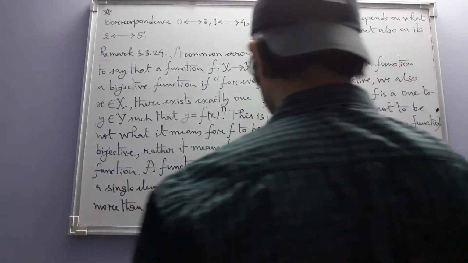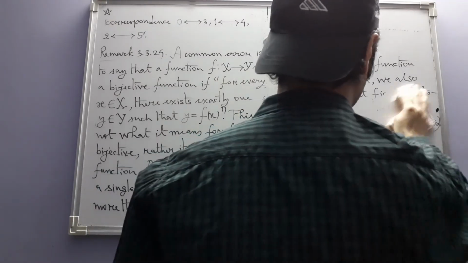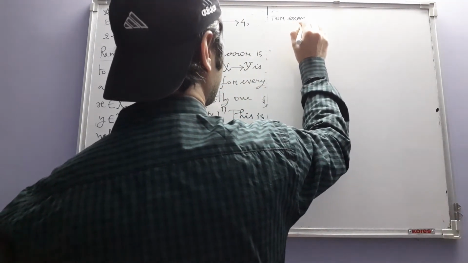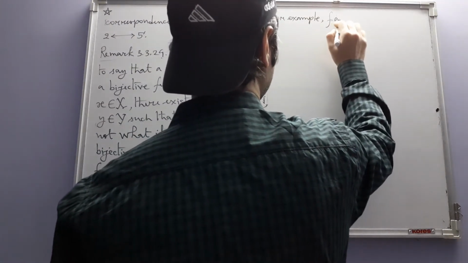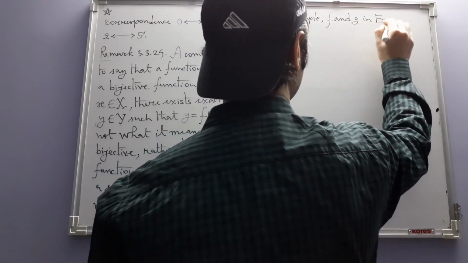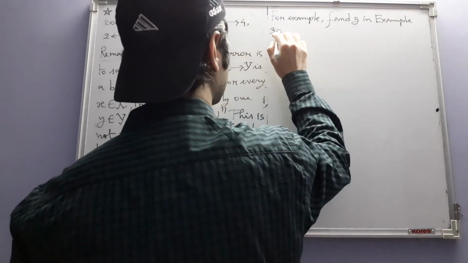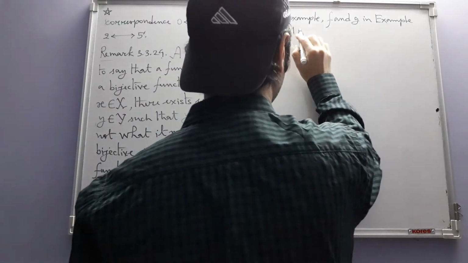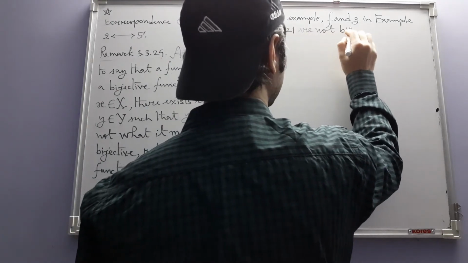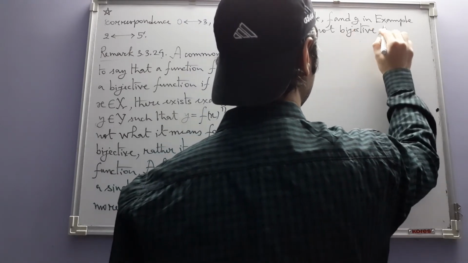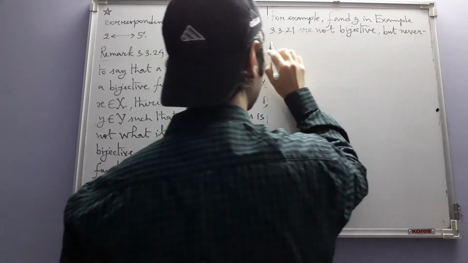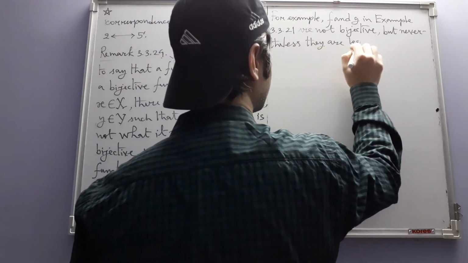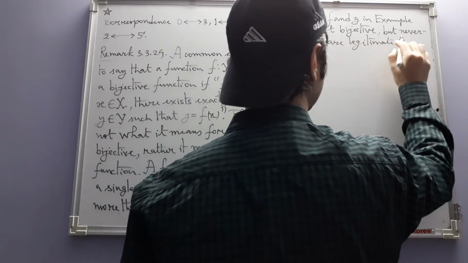For example, f and g in example 3.3.21. I mean the first two functions which failed to be bijective, that example, are not bijective but nevertheless they are legitimate functions.